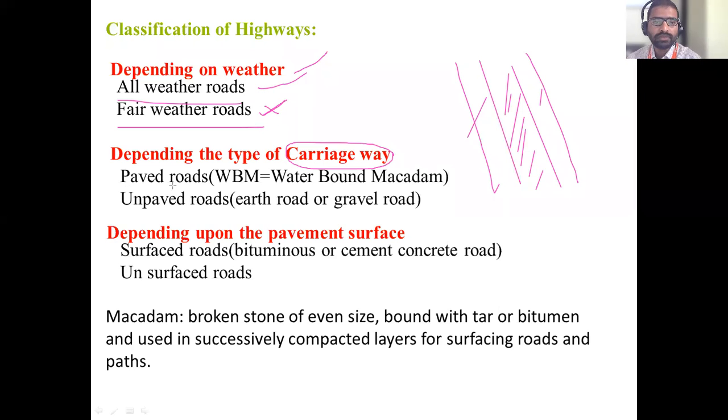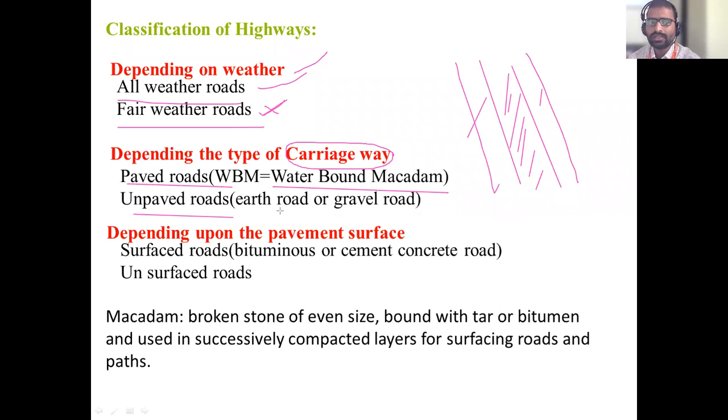So depending on the type of the carriageway, there are paved roads and unpaved roads. Paved road means waterbound macadam, which may be rigid pavement or flexible pavement. That will come in paved roads. Unpaved means there is no pavement. Pavement, as you have seen, is either flexible pavement or rigid pavement, correct? But unpaved means there is no pavement.